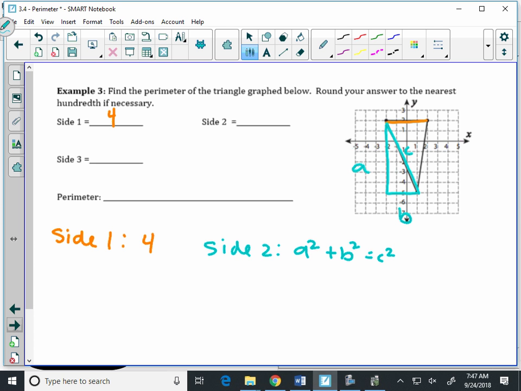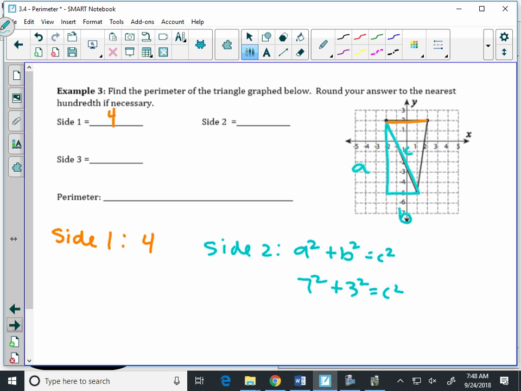So when we count, my A is 1, 2, 3, 4, 5, 6, 7. Plus my B is 1, 2, 3. Again, I like to just do it once. To get really good at this, I just like to do it in one step, save some time. So when we do this, 7 squared plus 3 squared is what? Oh, and 7 squared, 3 squared, calculator.